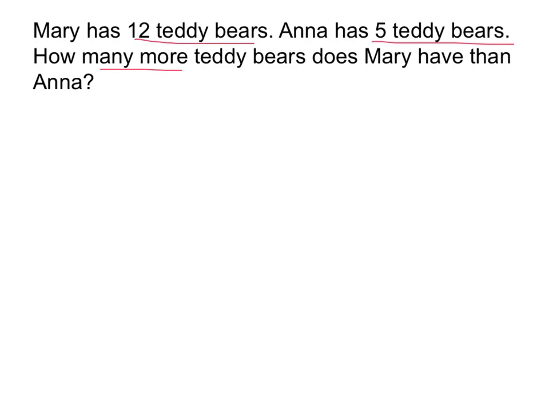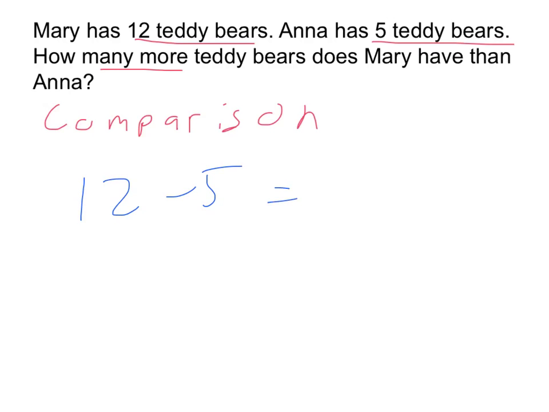So this is what we would call a comparison problem. A comparison story problem, where we want to compare two quantities. Well, to do a comparison story problem, all we need to do is take our bigger quantity, 12, and subtract the smaller quantity, 5. And so we take 12 minus 5, we do that arithmetic, and the answer is 7. Okay. So the point here is that when we have a comparison story problem, we take the bigger quantity, subtract the smaller quantity, and we're all done.